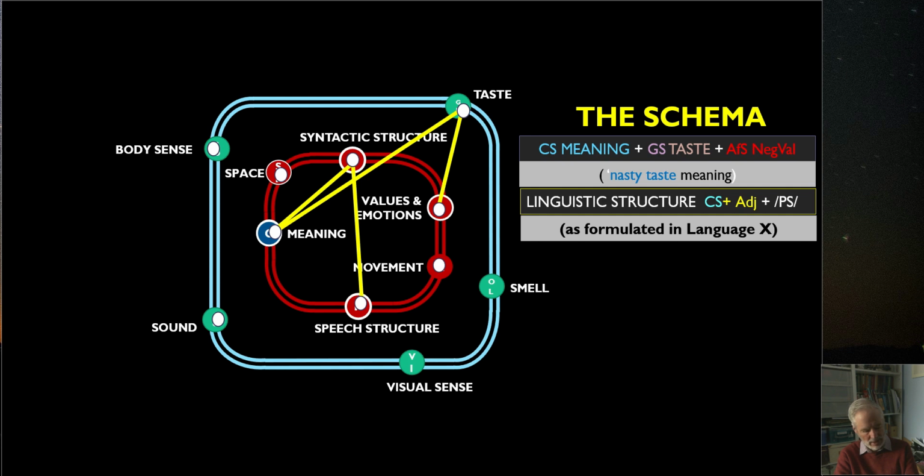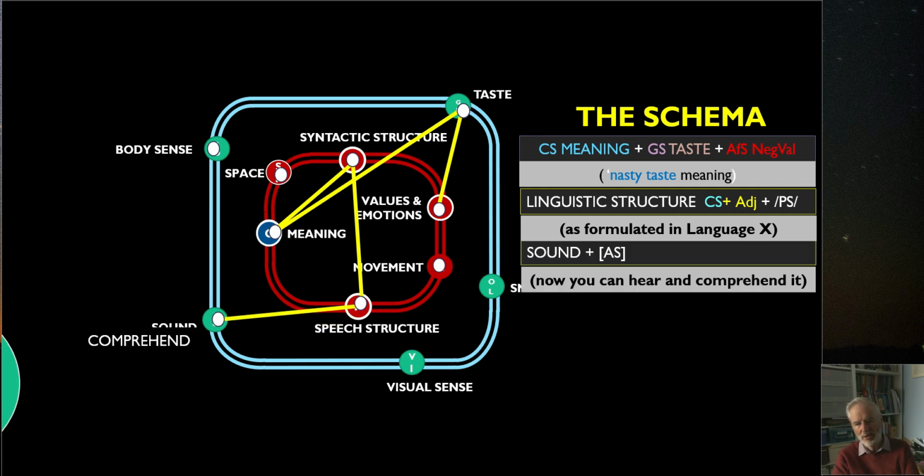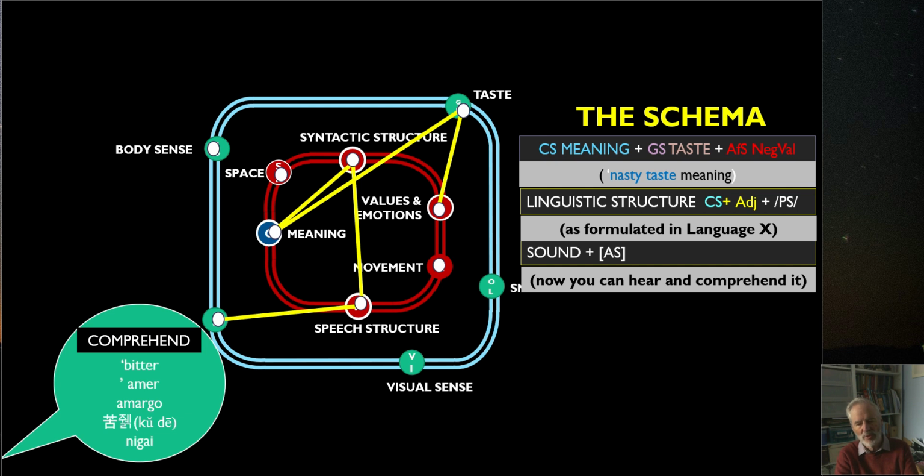However, it would be nice if it wasn't strictly a matter of our own thinking. We would like to be able to understand this word, which is in the phonological structure. We'd like to really understand it if it was actually spoken to us by someone else. But for that, we need a sound. We need a sound connection. We need an auditory representation.